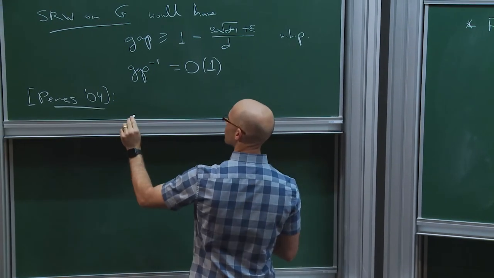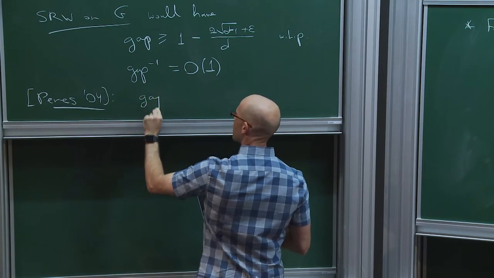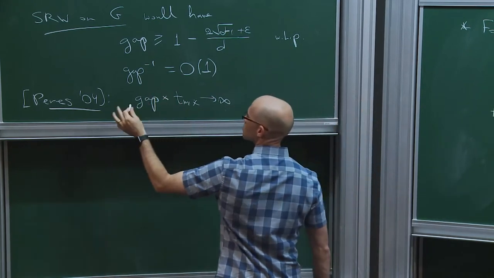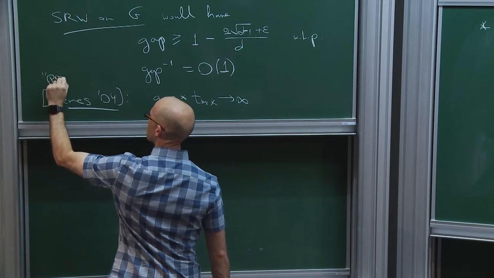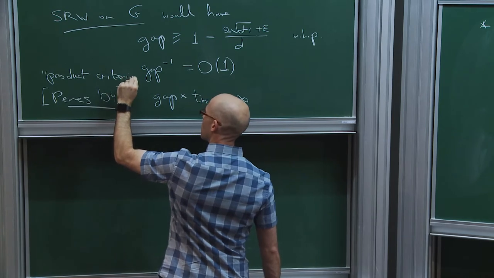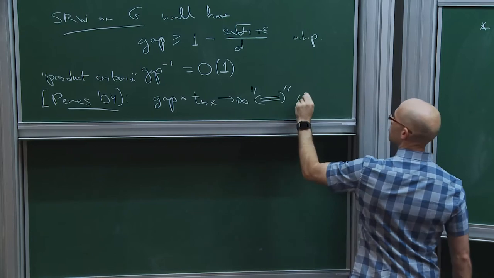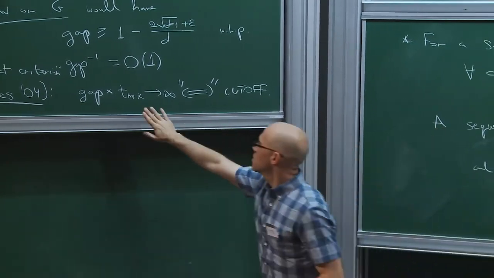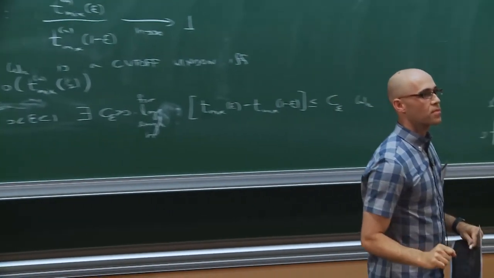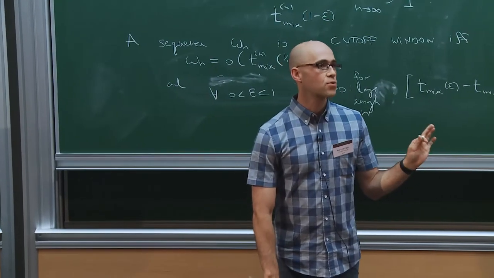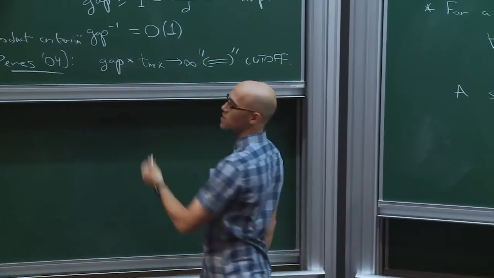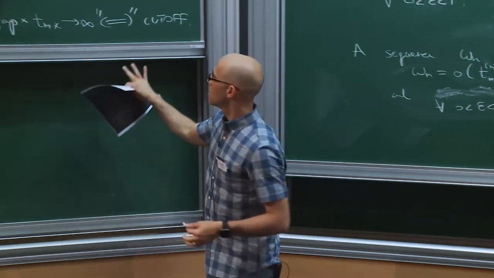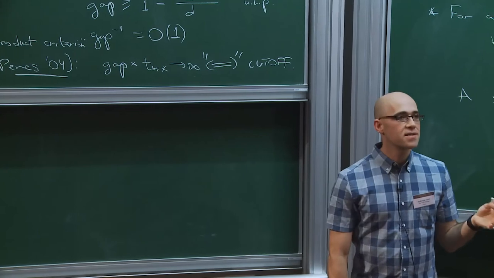Okay. Anyway, so the criterion was saying that if gap times T mix tends to infinity, which is why it was called, at least in that paper, this is in AIM in 2004, the so-called product criterion, implies cutoff. Okay, so the left hand side is necessary for cutoff if you have a reversible chain. And that you should have that was in yesterday's lecture, although then Yuval instead of using this phrase, he said TRL, which is the inverse gap, is little o of T mix, but it is the same.